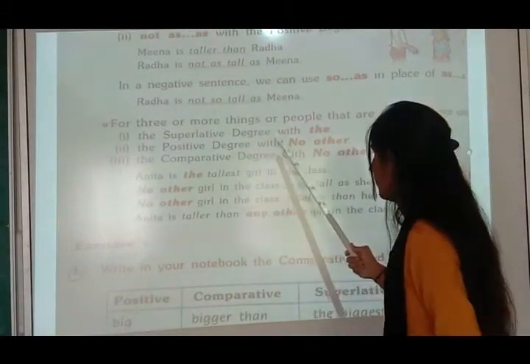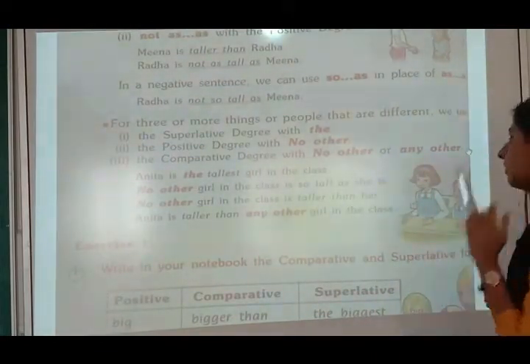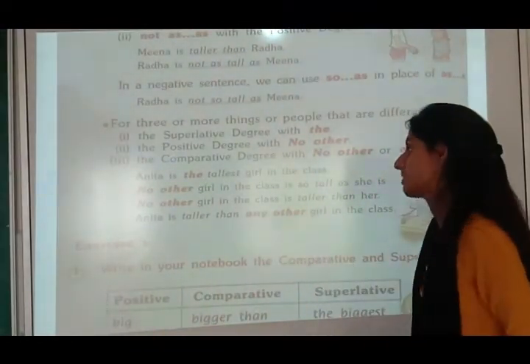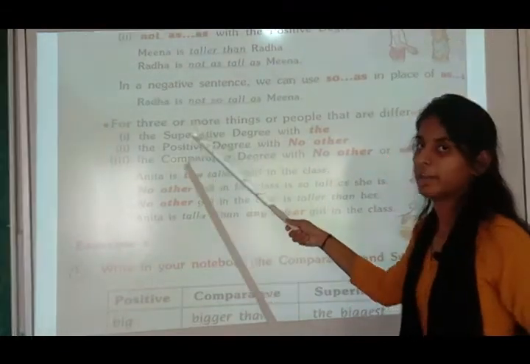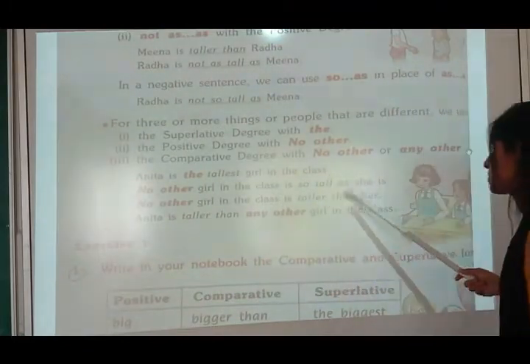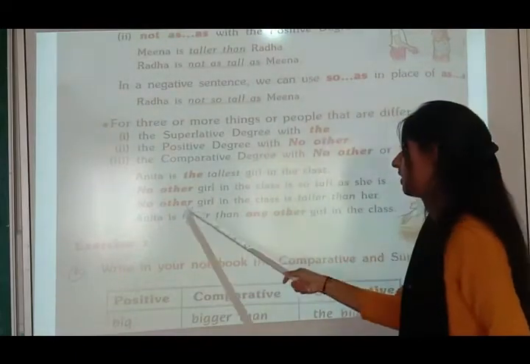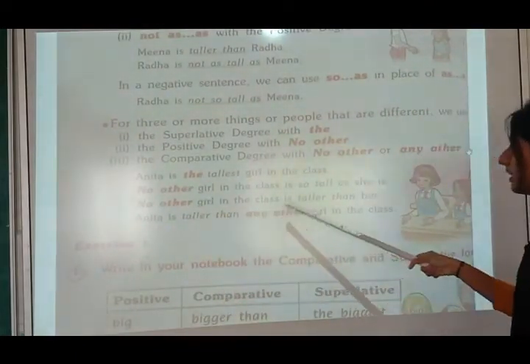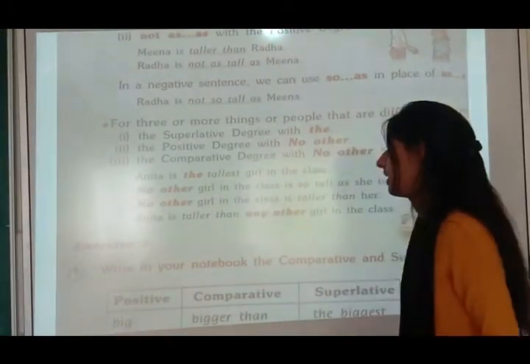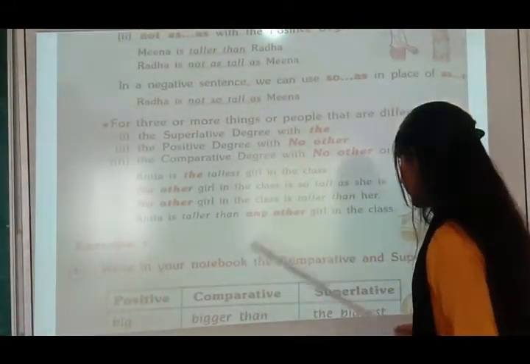Now see, the superlative degree, the positive degree with "no other", and the comparative degree with "no other" or "any other". Anita is the tallest girl in the class. Here "est" is added and it becomes superlative. No other girl in the class is so tall as she is. This is positive degree, and "no other" is added. No other girl in the class is taller than her. It is comparative degree, "er" is added and it becomes comparative.